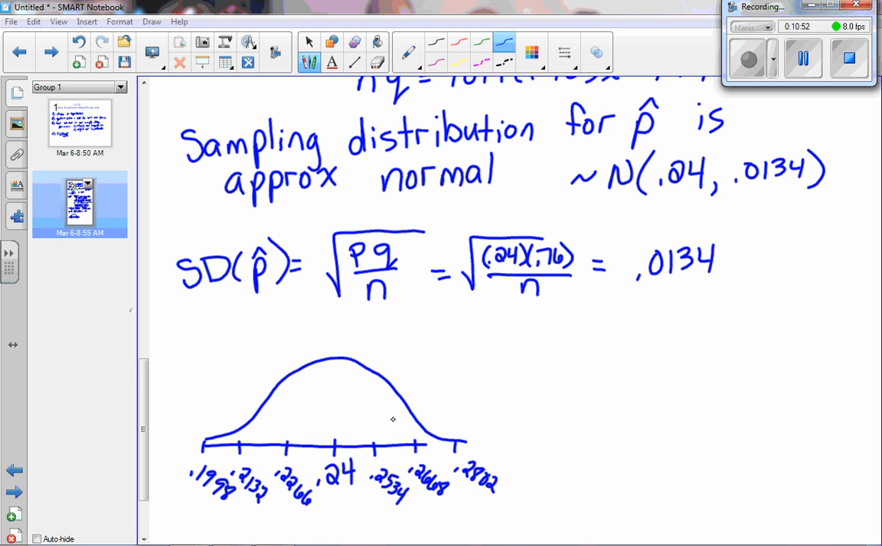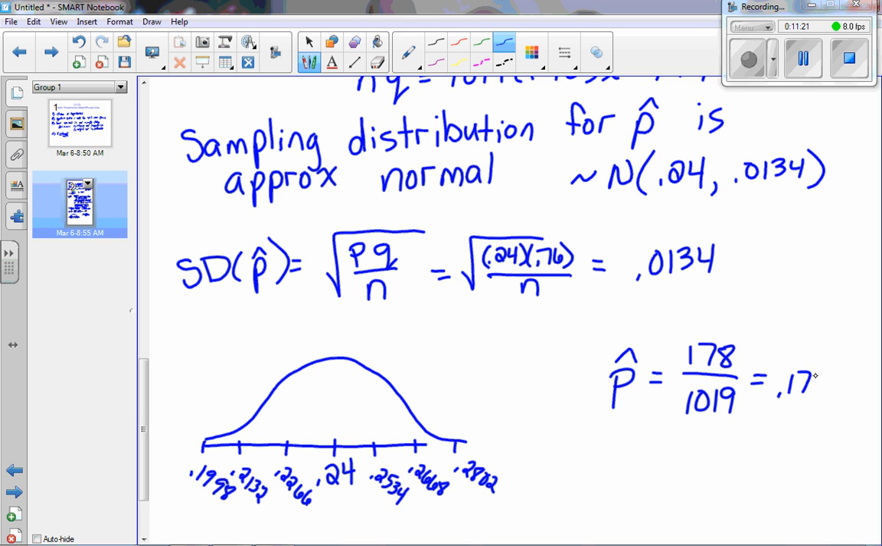Now, one thing I want to point out to you, I've done a lot of work and I haven't talked about p hat at all. So now I'm finally ready to talk about p hat. From our sample data, we had 178 blue M&Ms out of 1,019. So that gave us a sample proportion of approximately 0.1747.